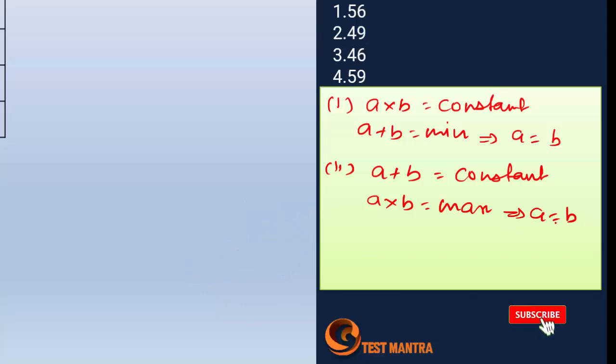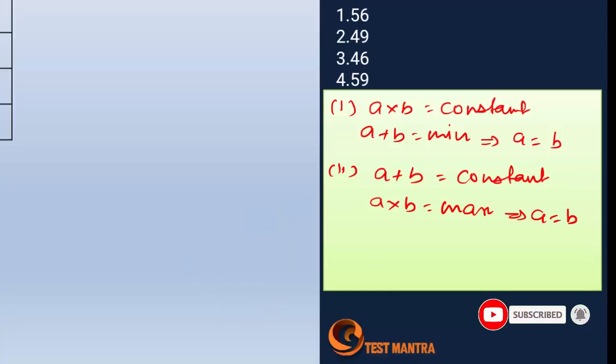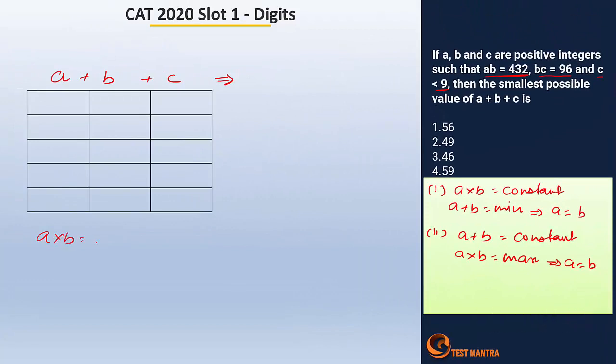As the information is given as a into b, let's mark this one. A into b is nothing but 432. Let's factorize this part. I could have written this value as 2 raised to 4 into 3 cube. That's the first part. Similarly, I can take b into c here. So b into c is equal to 96. Let's try to factorize this part. So I can say 2 raised to 5 into 3.